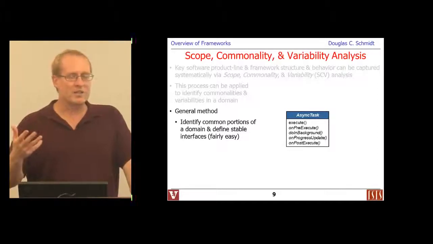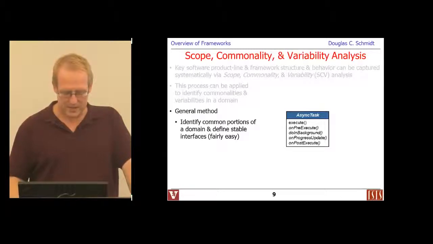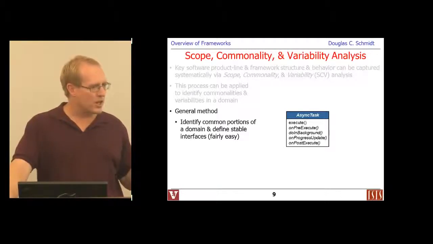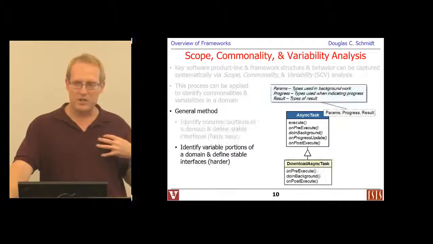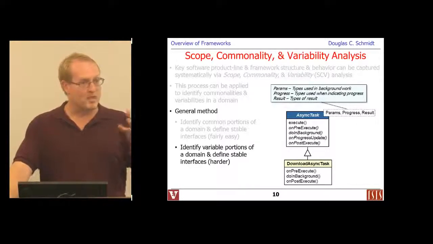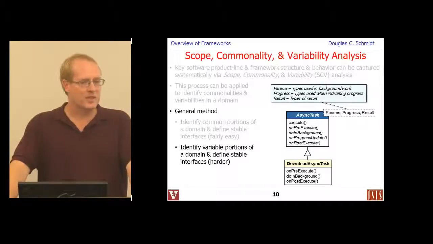So popping back a level and talking about the commonality part. There's a commonality part in this context. It's the interface of async task, and that's usually fairly simple. If you play around with a domain long enough and you've got domain expertise, knowing what's common is typically not too mysterious. Much more difficult thing to do is to figure out what's going to vary and then to define a stable interface for variability.